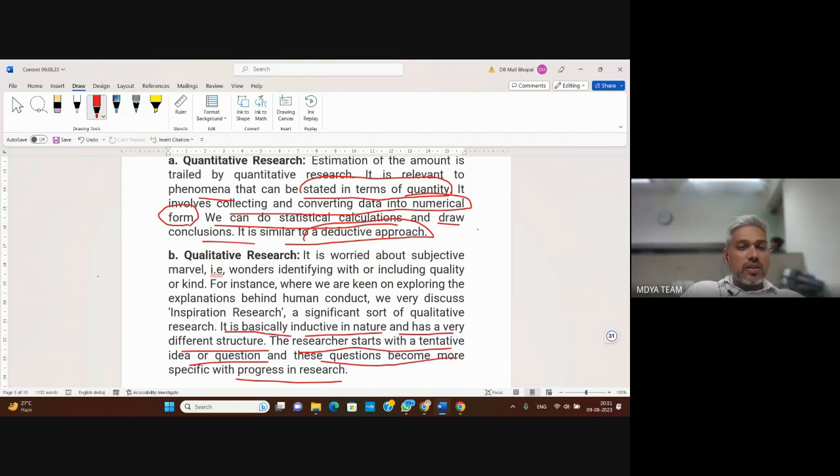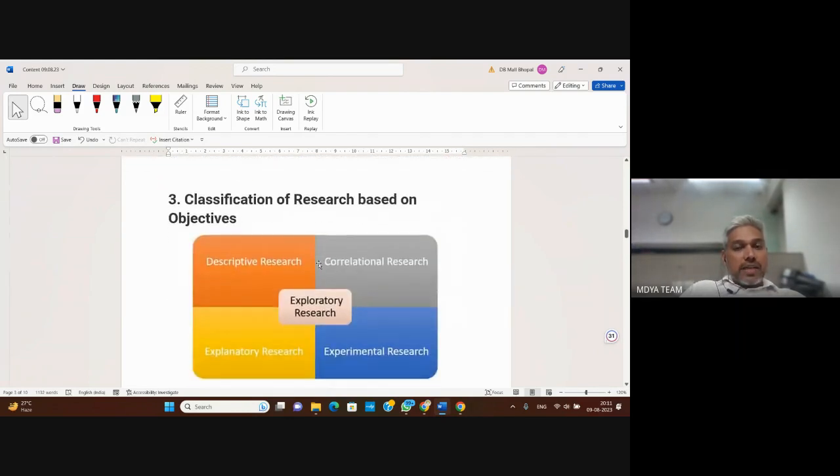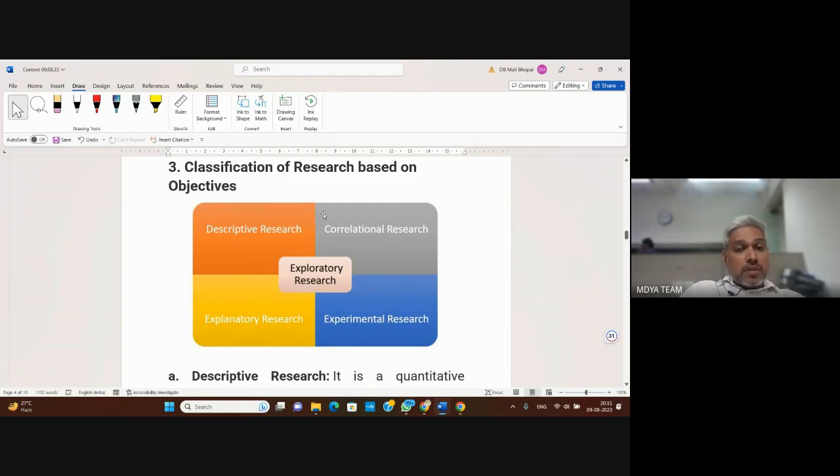So on the basis of the process, we have discussed two types of research, that is quantitative and qualitative research. Now, next is based on objectives. The classification of research based on objectives has five types. What are the five types? Descriptive research, correlation research, exploratory research, explanatory research, and experimental research.